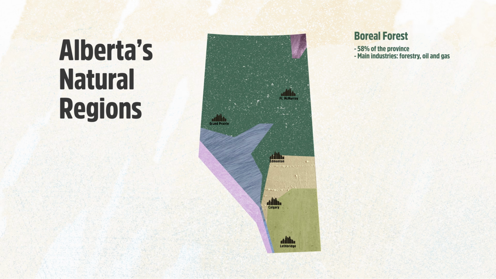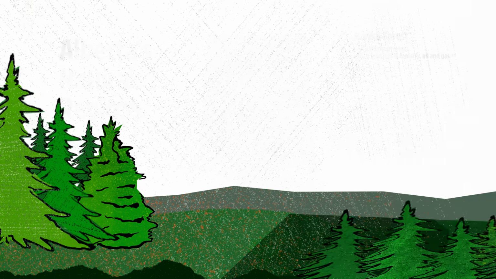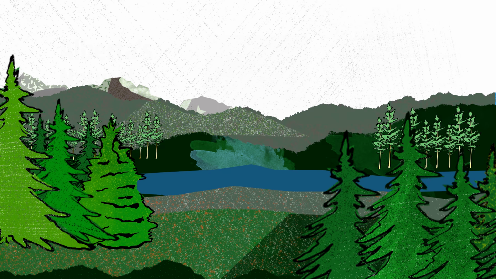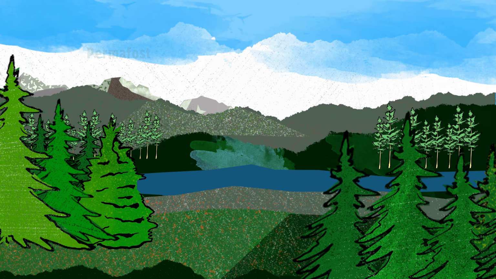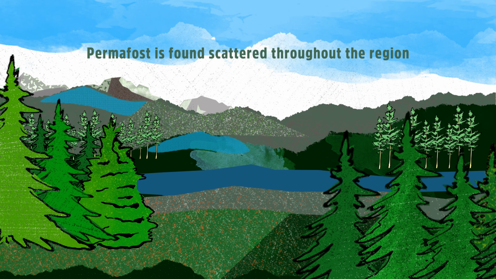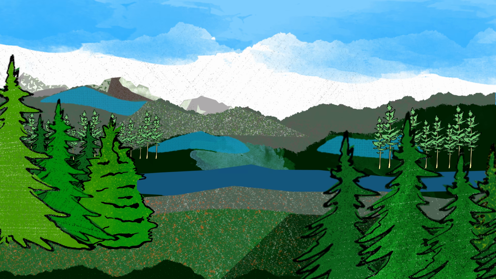The boreal forest natural region is the biggest natural region in Alberta, covering 58% of the province. Coniferous or aspen forests are abundant in the region, as are wetlands. Permafrost, permanently frozen areas, can be found scattered throughout the region.